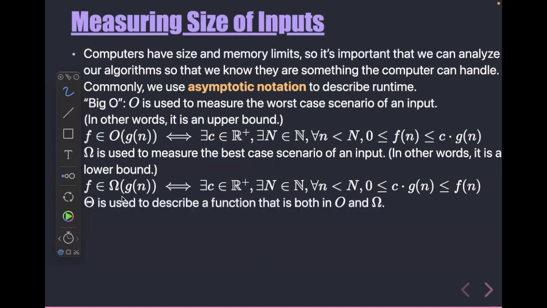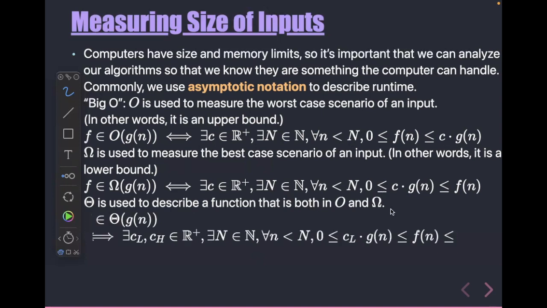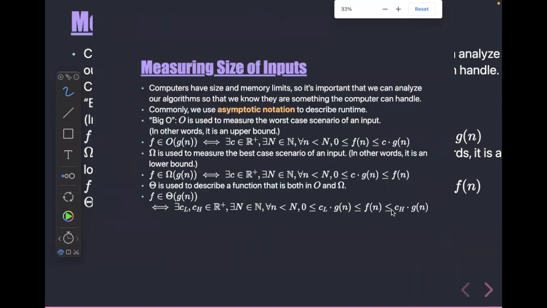And there's also the idea of theta. It's used to describe a function that is both in big O and in omega. If you can find a function, and this needs to be zoomed out a little, that sandwiches f of n, so you have two new constants, one lower and one higher, and you want g of n to sandwich f of n. That's the idea of theta: if you can define that g of n, then f is in theta of g of n.